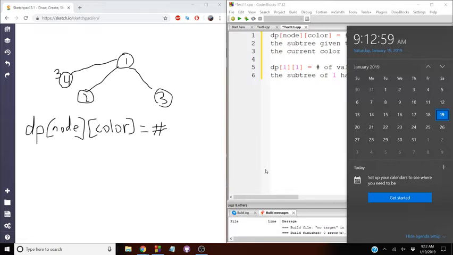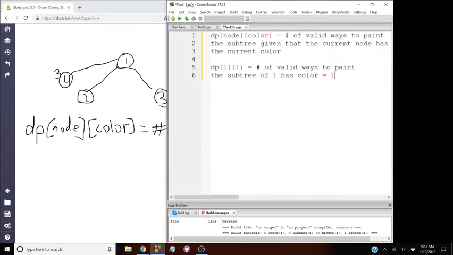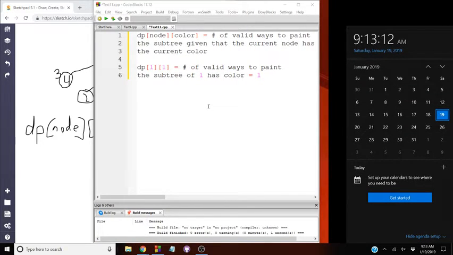Okay, so the next question is, given DP node color, so okay, for DP, here, I'll move this here. Okay, to define a DP node color, we need to know the number of valid ways to paint the subtree, given that the node has the current color, right? So let's just try to find DP node color, given that anything in the subtree is solved. Okay, it seems like the lag is about the same.